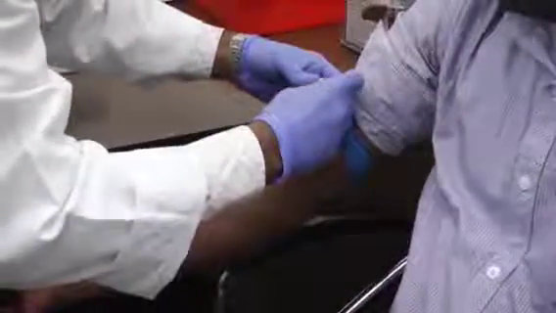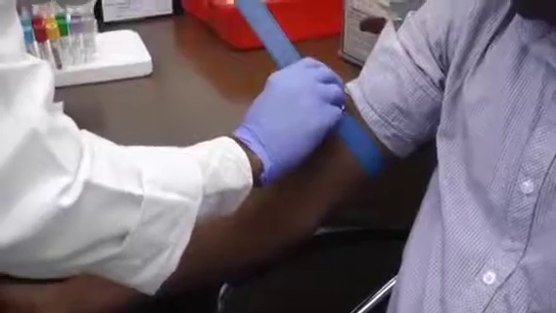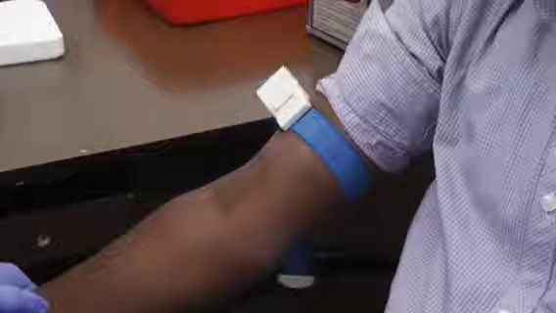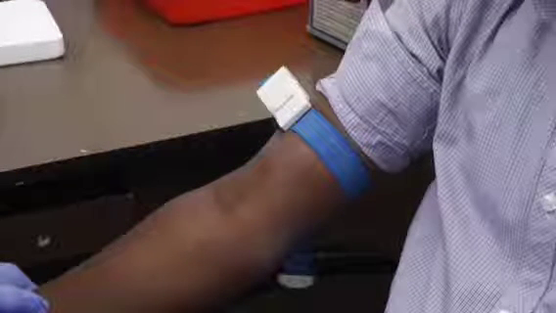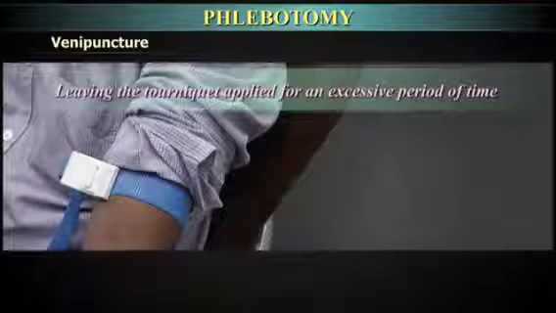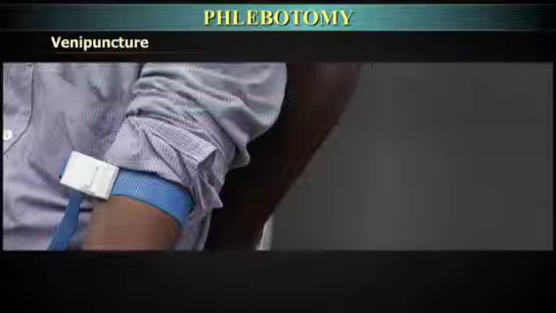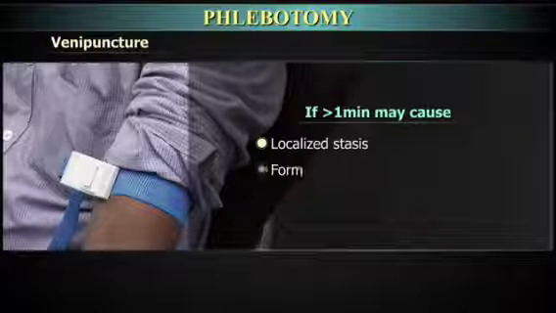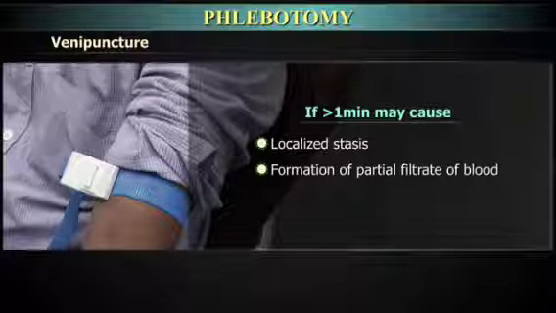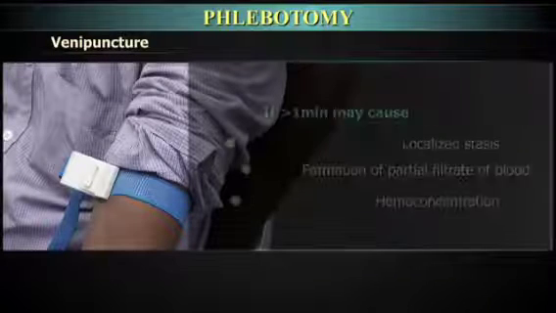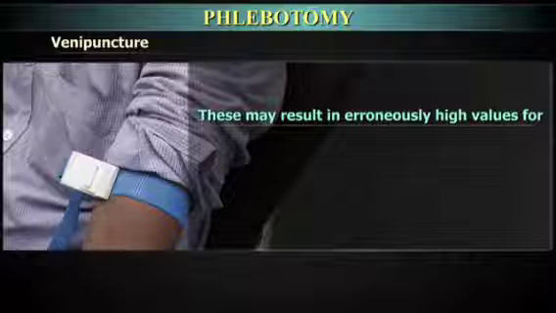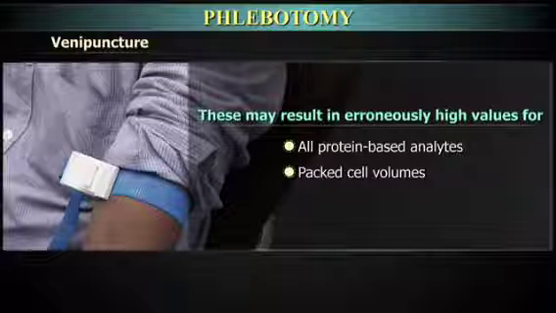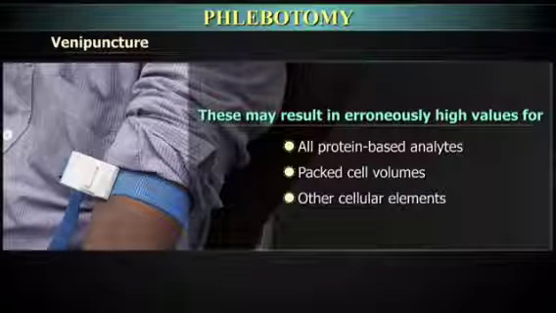Apply the tourniquet with 3-inch clearance above the planned puncture site. Ideally, the tourniquet should not be applied for longer than 1 minute at a time. Note: leaving the tourniquet applied for an excessive period of time, that is, more than 1 minute, may cause localized stasis, formation of a partial filtrate of blood, and hemoconcentration. These may result in erroneously high values for all protein-based analytes like packed cell volume and other cellular elements.